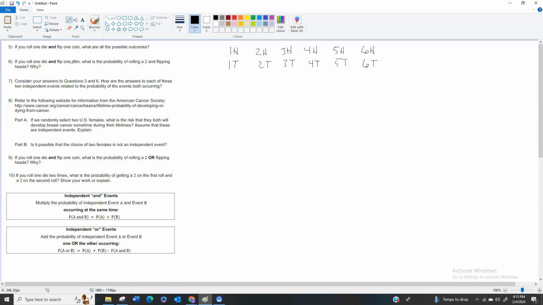So if you roll 1 die and flip 1 coin, what is the probability of rolling a 2 and flipping heads? Well, that's this possibility here.